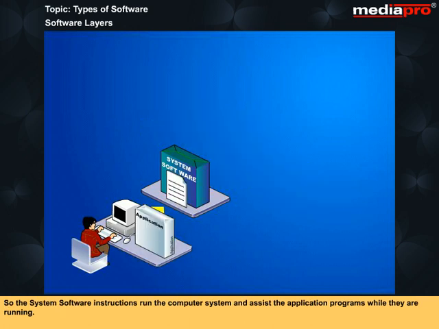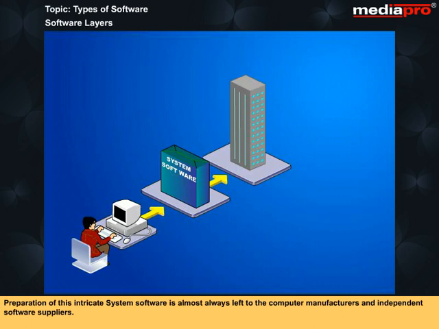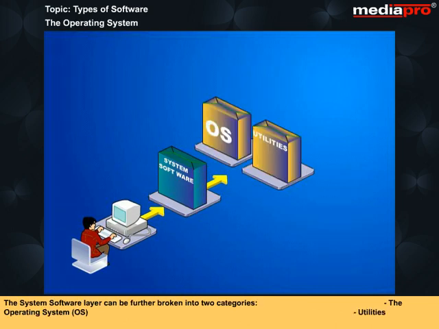So, the system software instructions run the computer system and assist the application programs while they're running. Preparation of this intricate system software is almost always left to the computer manufacturers and independent software suppliers. The system software layer can be further broken into two categories: the operating system or OS and utilities.